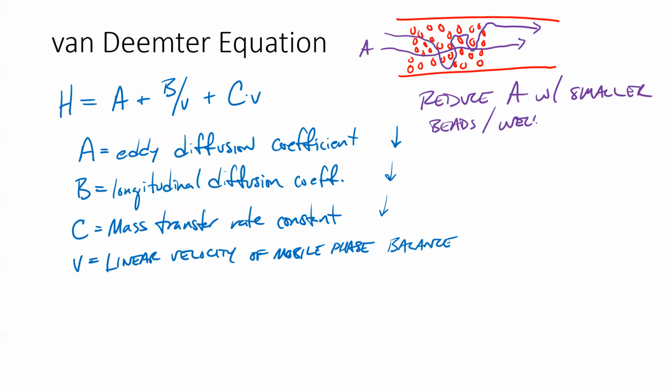That are well packed. If they're loosely packed in there, things are more likely to find these odd paths through them, rather than if they're very tightly packed, where they're going to go in pretty much a straight line.